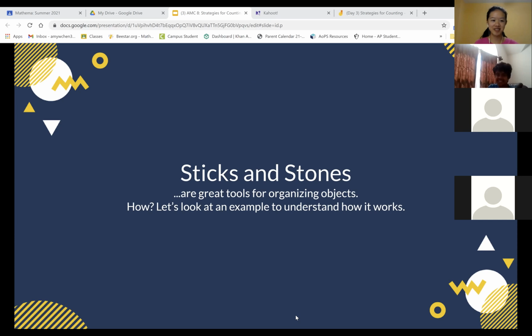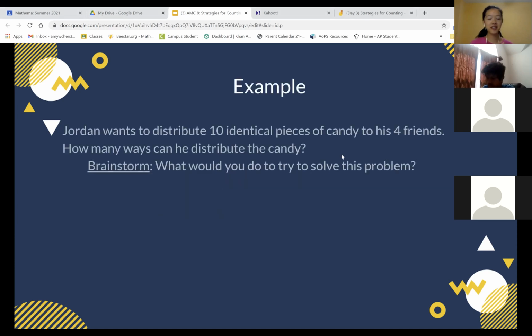Okay, so we're gonna introduce you guys to this amazing strategy called the sticks and stones strategy. It's kind of hard to explain, so I'm actually gonna just walk you guys through an example and show you how we can use it. Okay, so here's our example. Jordan wants to distribute 10 identical pieces of candy to his 4 friends. How many ways can he distribute the candy?